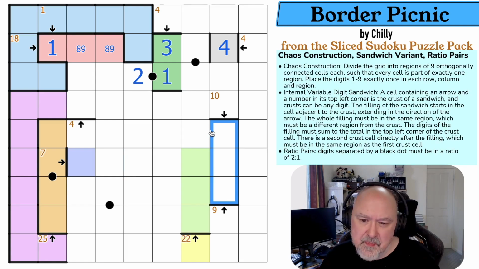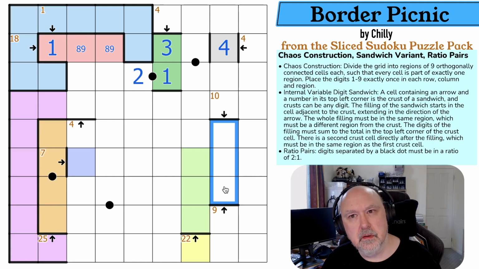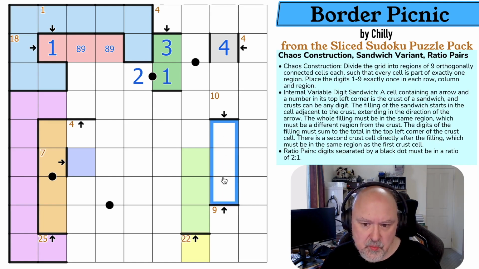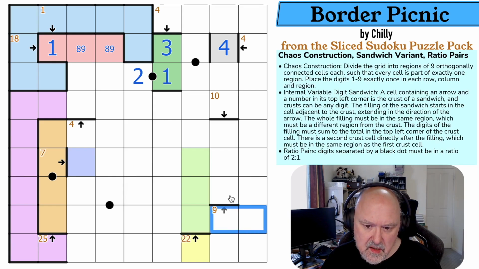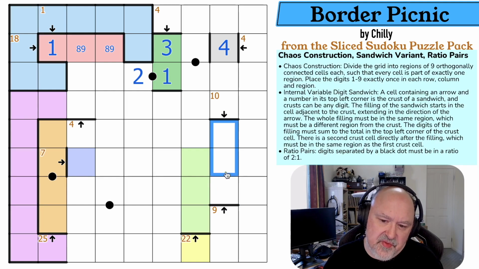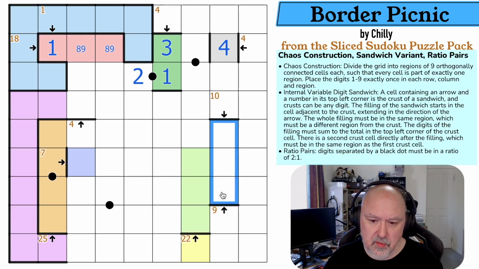Because these can't be part of the same region. Because once I run out of the sandwich clue, doesn't this have to be a 9 and those two sum to 10? Because if these were all part of the 10 clue, how would I do the 9 sandwich? They can't share. These have to be two different regions.